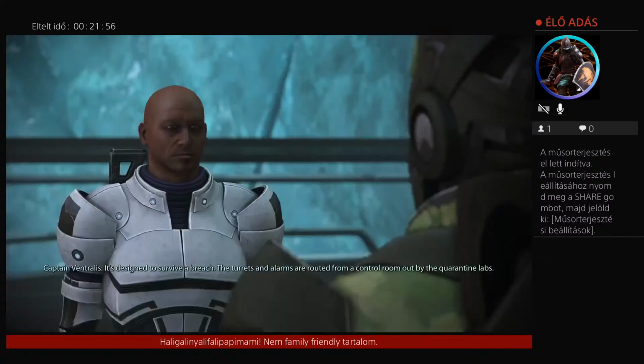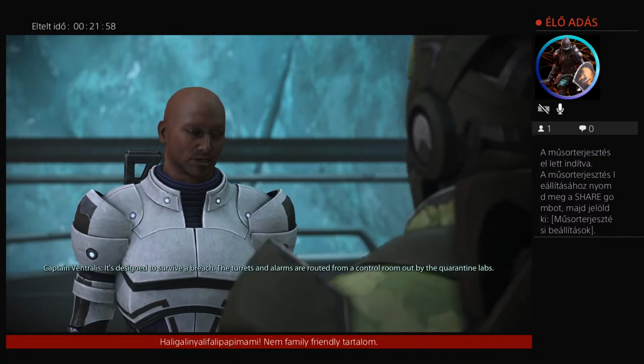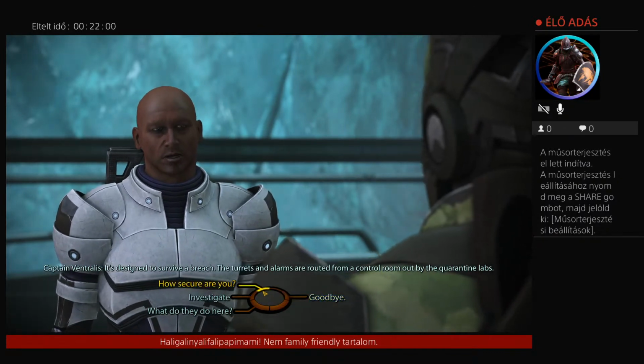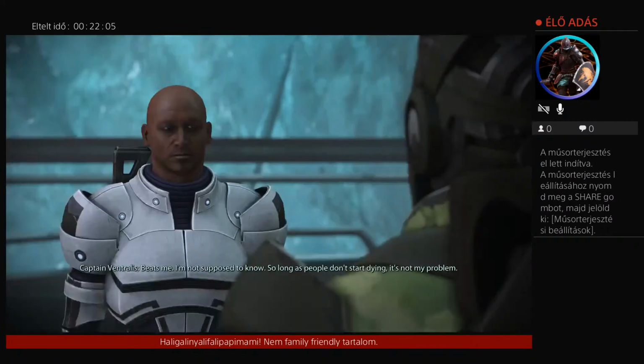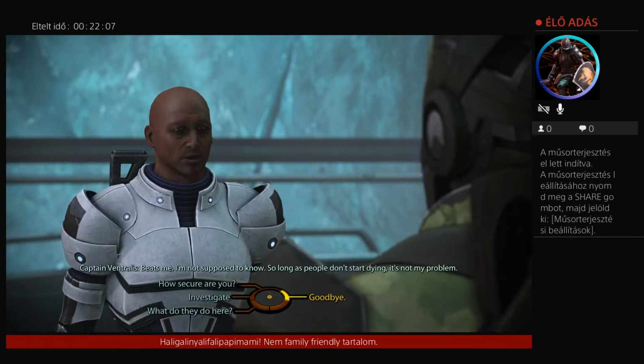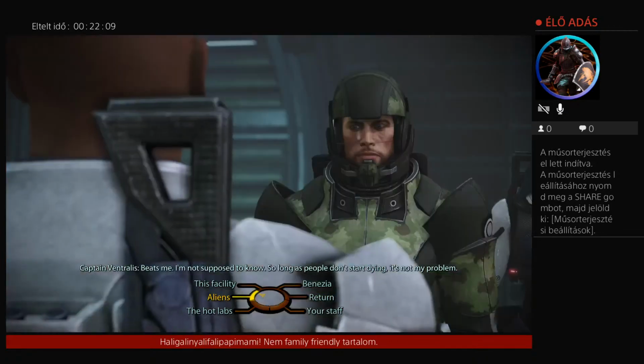Tell me about the defenses here. It's designed to survive a breach. The turrets and alarms are routed from a control room out by the quarantine labs. What kind of research is done here? Beats me. I'm not supposed to know. So long as people don't start dying, it's not my problem.